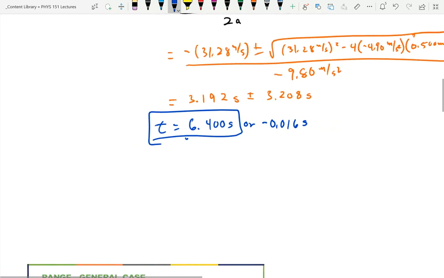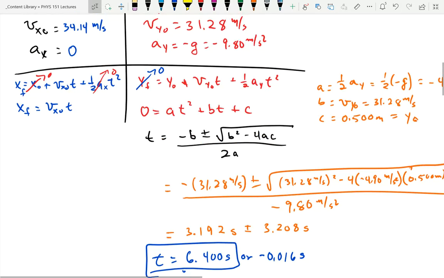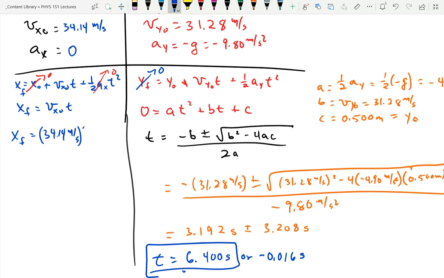Then we come back to the x direction and put that in. So my x final, what I'm looking for is my Vx initial, 34.14 meters per second, times my time of 6.400 seconds, equals, and when you put that in, it gives you 218 meters.